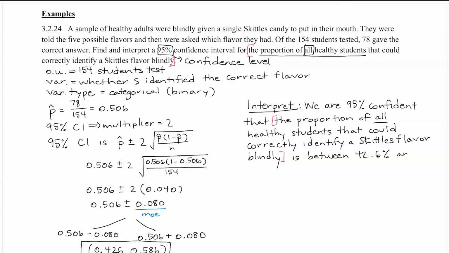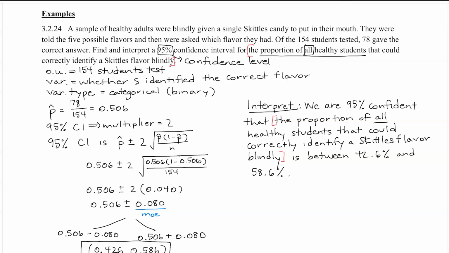So now comes the time where we're actually putting the confidence limits together. So this proportion, and I'm going to write it as a percentage, is between 42.6% and 58.6%. Notice that I converted the decimals in my confidence interval into percentages by multiplying each by 100, or moving the decimal 2 places to the right, because we want the interpretation to be sort of a real world kind of thing, and most people understand percentages pretty well.